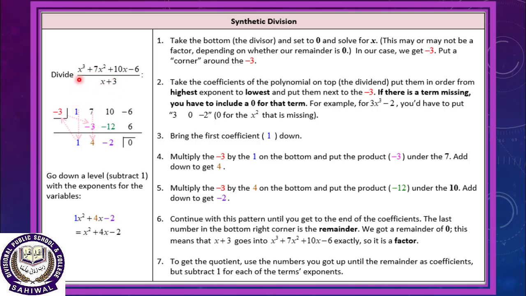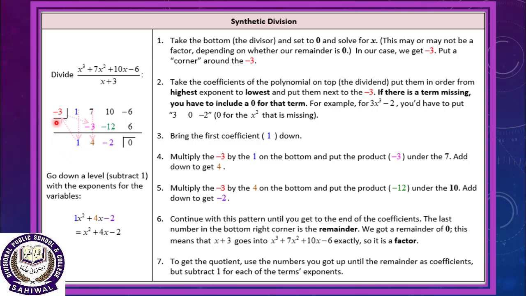The coefficients of the given polynomial are 1, 7, 10 and minus 6. Since there is no missing term, we do not put any coefficient equal to 0. We bring the first coefficient down without any change in it. Multiplying this 1 with minus 3, we get minus 3. Adding this minus 3 in 7, we get positive 4.